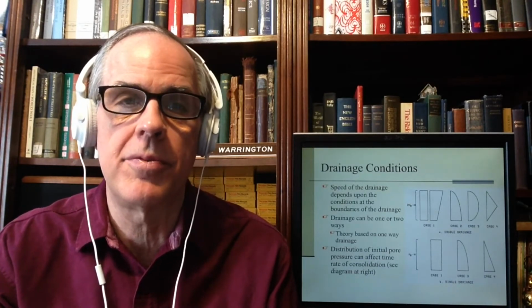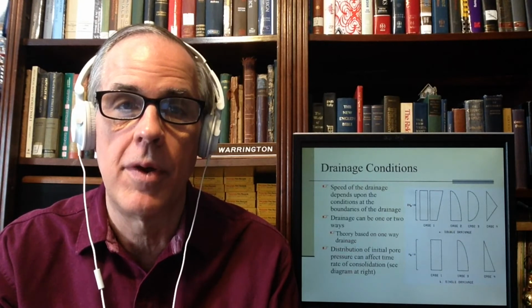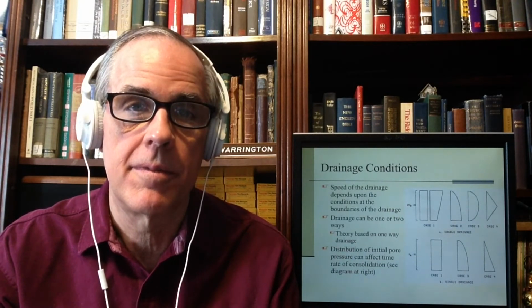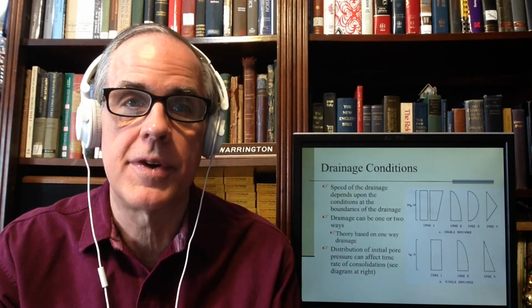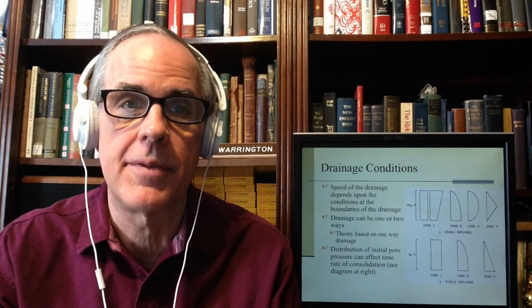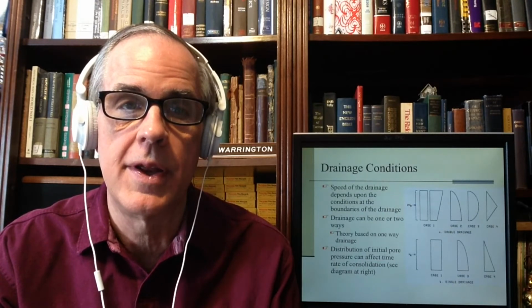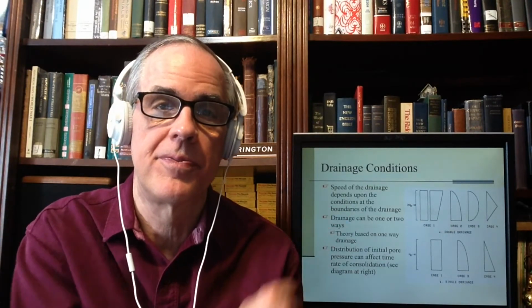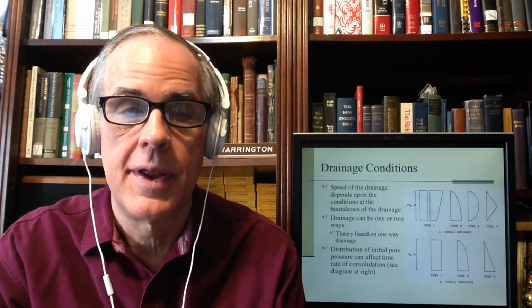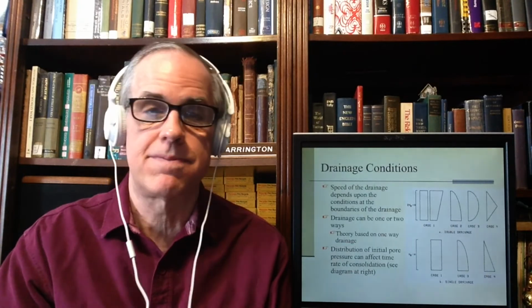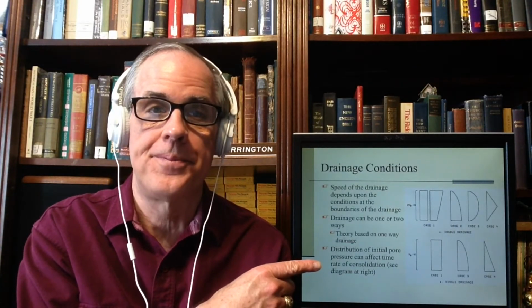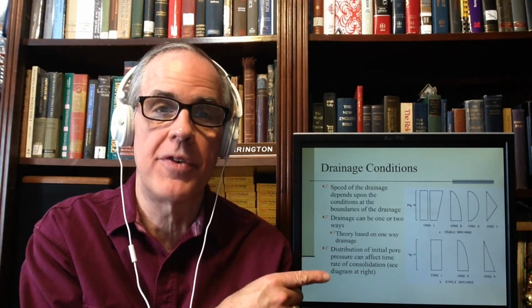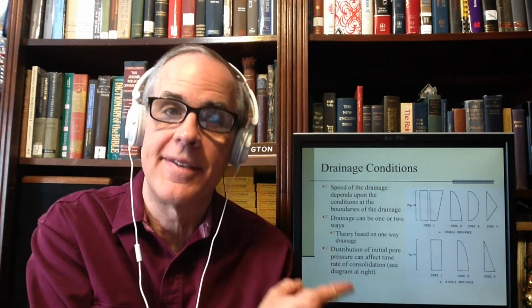Either we assume that a layer above or below is pervious, or impervious. Now, we consider two different conditions for boundary conditions. One, both layers are pervious. This is called double drainage. The other one is where one is pervious and one is impervious, and that's single drainage.